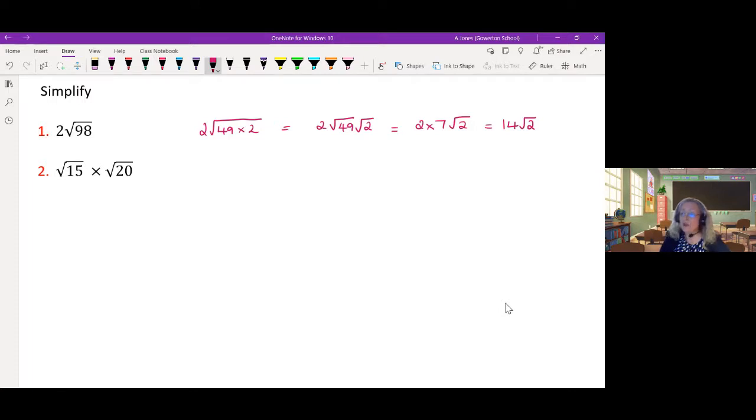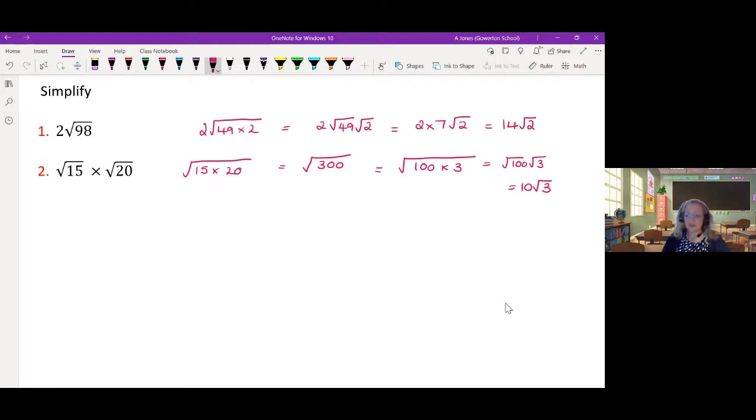And then for the next one, I am going to multiply these back together. So I'm going to put this back in and say that I've got the root of 15 multiplied by 20, which is the root of 300. And then, of course, 100 goes into that. So that is the root of 100 multiplied by 3, which is the root of 100 multiplied by the root of 3. So this one ends up as being 10 root 3.